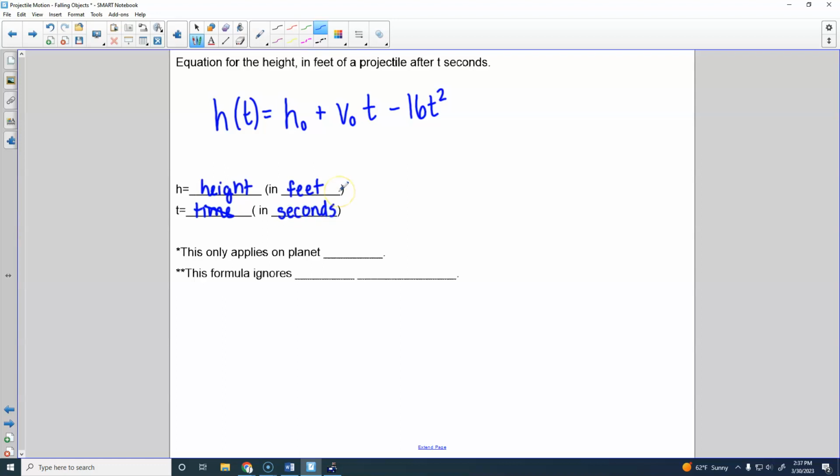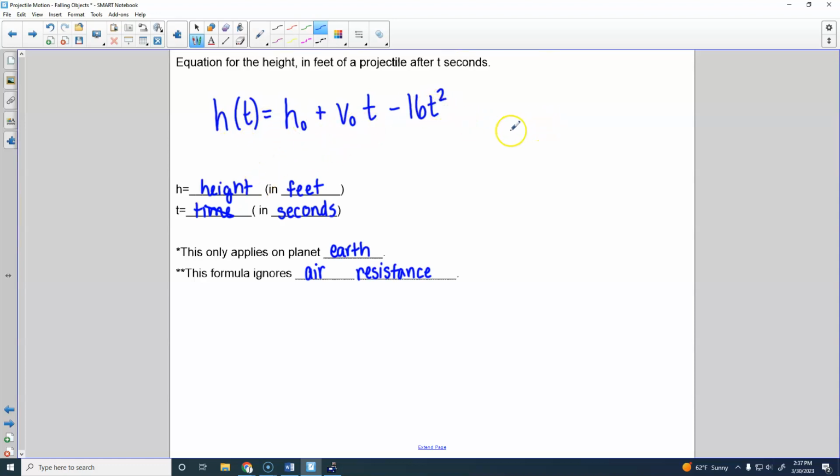Remember, if we're going to use meters, or if we're going to use miles per hour, we would have to have a different equation. This only applies to feet and seconds on Earth. So this only applies on planet Earth. And what did we say this ignores? Air resistance. So if we are dropping a feather, we would not want to use this equation because it's not going to behave in this manner, right? But if it's something fairly dense, like a pumpkin or a bowling ball, something that doesn't have a lot of air resistance, you'll be pretty close, right?